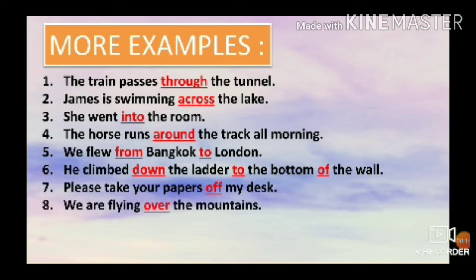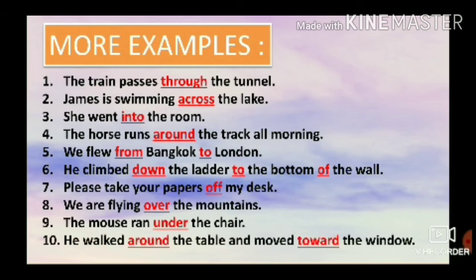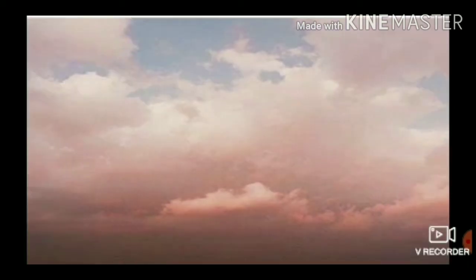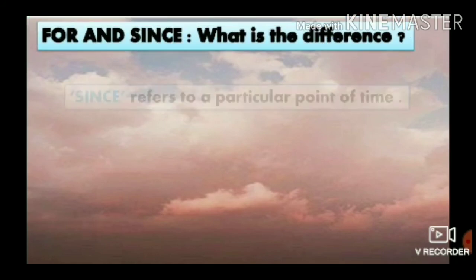We are flying over the mountains. The mouse ran under the chair. He walked around the table and moved toward the window. Here, through, across, into, around, from, down, off, over, under, toward are the words describing the movement of a thing or an event. Now we are going to see the difference between for and since.